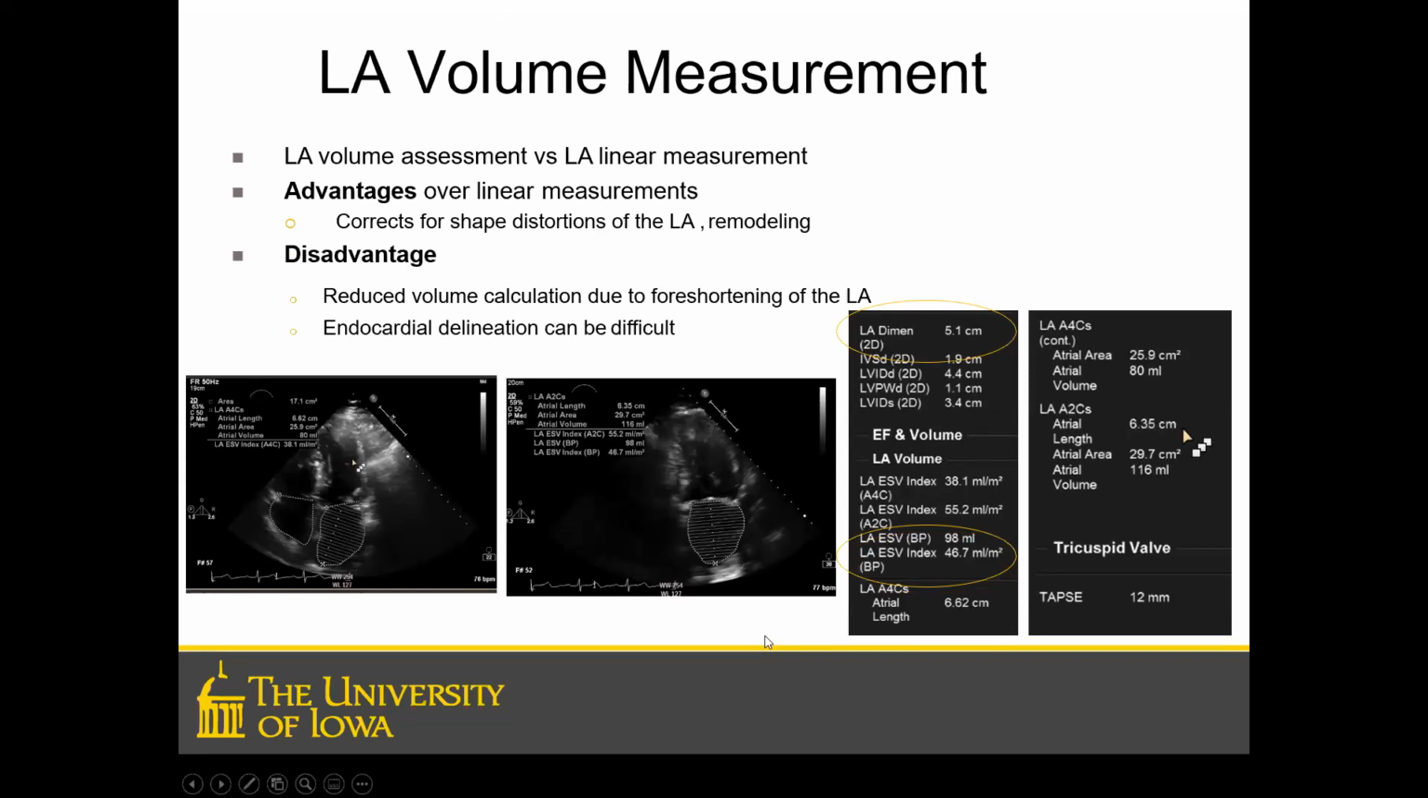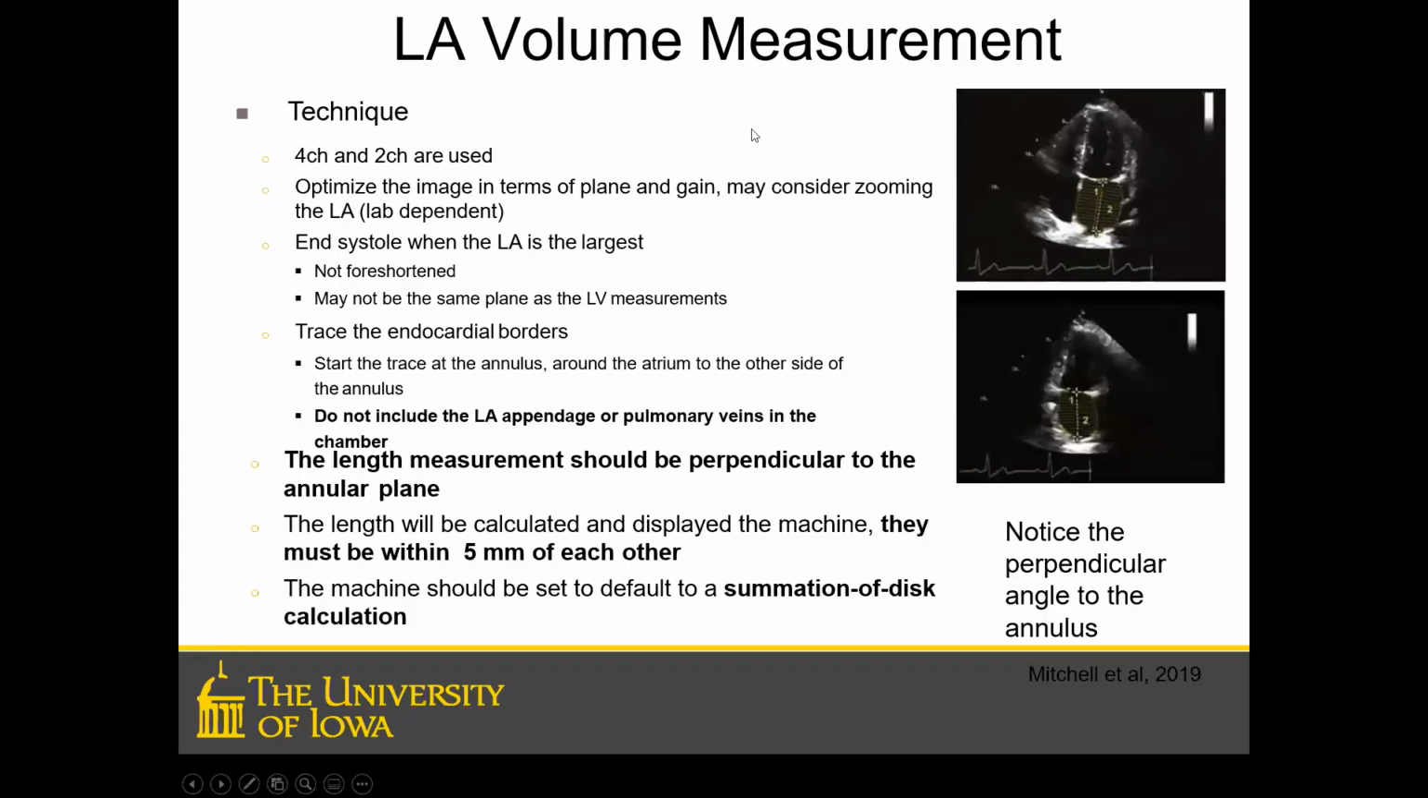So the advantages of LA volume over linear measurements are, as we've discussed, the volume will correct for remodeling. One of the disadvantages is it can be difficult to get the LA in its full view, and often it may be foreshortened. So we have to be careful about that, and also being able to delineate the endocardium. So we'll kind of talk about that.